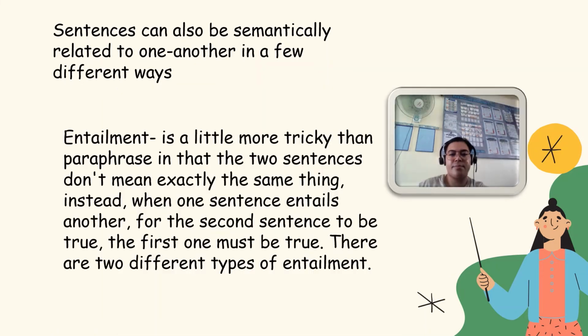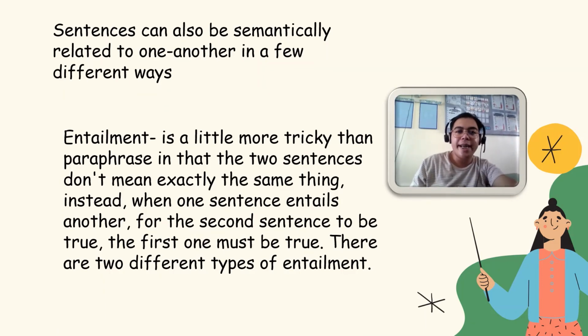Sentences can also be semantically related to one another in a few different ways. Aside from paraphrasing, we also have entailment. Entailment is a little more tricky than paraphrase in that the two sentences don't mean exactly the same thing. Instead, when one sentence entails another, for the second sentence to be true, the first one must be true. There are two different types of entailment. Let us proceed to the two types of entailment.